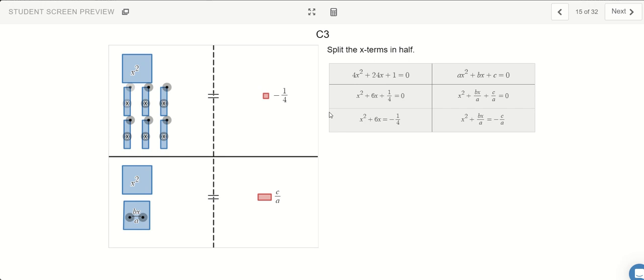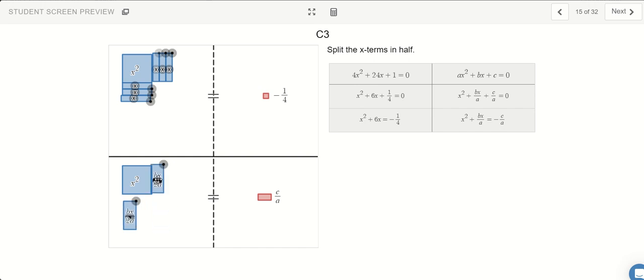Next, in order to complete the square, if I have 6 x's to make a box, I need to put half over here, and I need half over here. Same thing here. Even though I have bx over a, all the b terms, I'm going to split that in half and put half right here, and then half down here. Now that I split it in half, I'm starting to get my box.